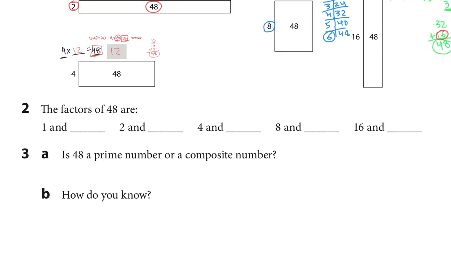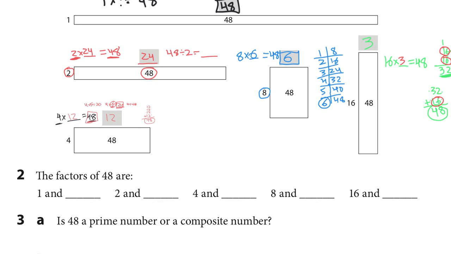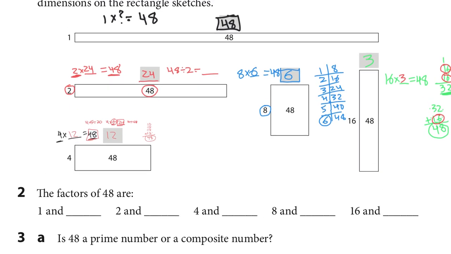Now it's going to specifically talk about the factors of 48. That means the two numbers that you can multiply to get 48. And in several cases, like the number 48, there's more than one way to make the number 48. And so I kind of have to back out here for a second. So I can do 1 times 48. I can do 2 times 24, 4 times 12, 8 times 6, 3 times 16.